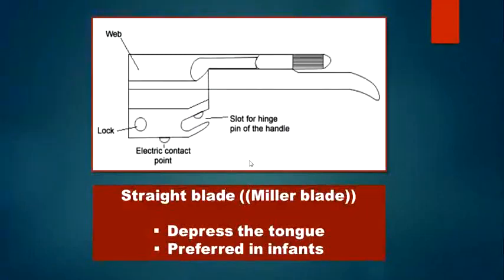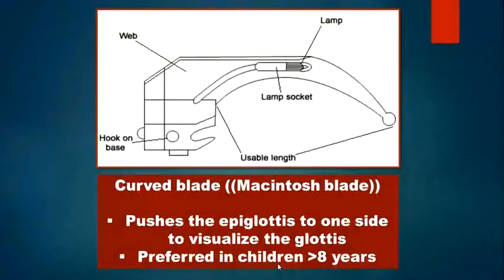This is another slide showing the straight blade, or what's called the Miller. The Miller causes depression of the tongue, so this is preferred in infants, and we use the Miller type in a newborn. While the curved blade pushes the epiglottis to one side to visualize the glottis, and this is preferred in children older than 8 years.